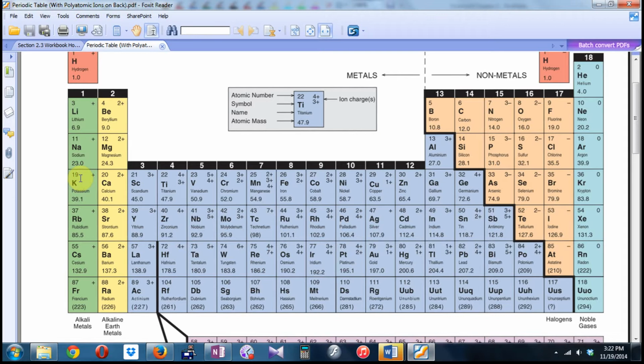4. What period is it in? 4. It's the same question, right? The reason it's in row 4, the reason it's in period 4, is it has 4 electron shells. The first 3 are full, and then 1 more in its valence shell.